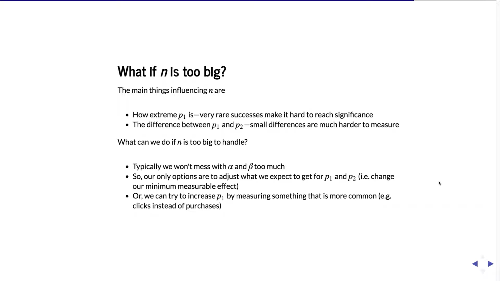So that's one approach. Another approach is to try to increase P1 by measuring something that's more common. If you're looking at a funnel, where people get to your purchase page and click through here and here and eventually complete the purchase, you might have to look further up the funnel and try to see changes there. It's not going to tell you exactly how it influences your bottom line, but on the plus side, hopefully increasing things up the funnel is going to increase things downstream, and those things are going to be easier to measure. So those are some of the ways that you can try to handle this.